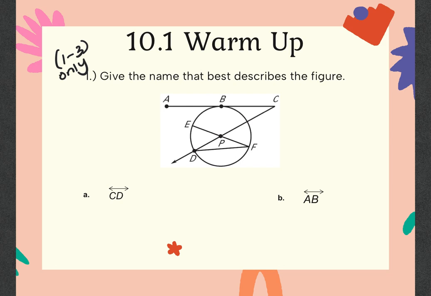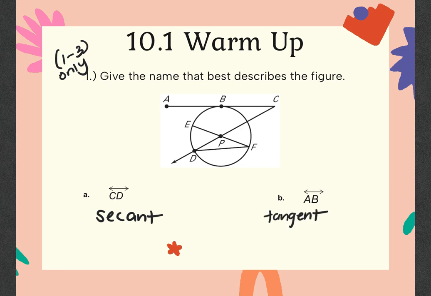So line CD would be what? A secant. Good, a secant. If it was just segment CD, then it couldn't even have been segment CD. If the C was here and it said segment CD, then it would have been a diameter. But because it passes through, it's a line, it's a secant, okay? And then line AB would be? Tangent, good.